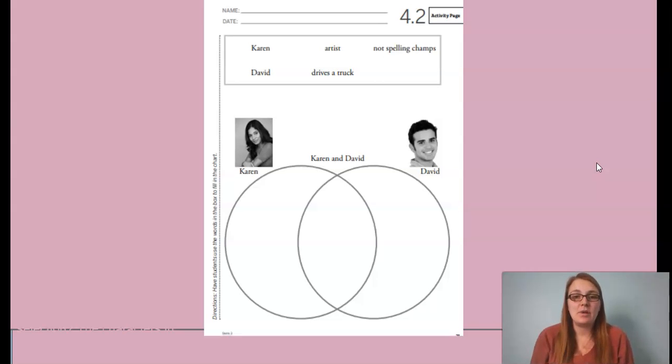So in this one, we're comparing Karen and Dave, which are Gail's parents. So at the top, you'll see a box with 5 different ideas, and you'll read through them and put them where they belong. Is it something that the couple has in common, or something that is different about them?